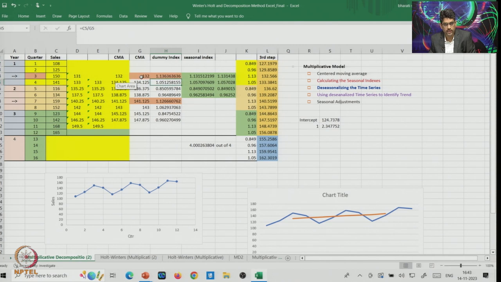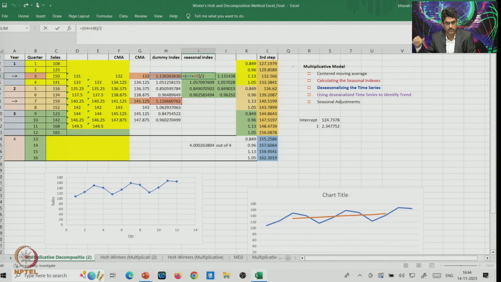So now you have one index, and again for the 7th quarter, 7th period, you can get one more index. Like 159 by the center moving average of that period, 141, you will get another index. Which one to take, 1.13 or 1.12? Both are more than one. That is because the third quarter of every year has higher sales in this data. So we are getting an index more than one, not a matter, but which one to take? You take the average of them again. Here we have taken the average of these two as the final index for that particular quarter.